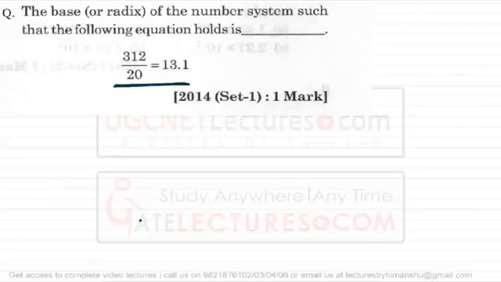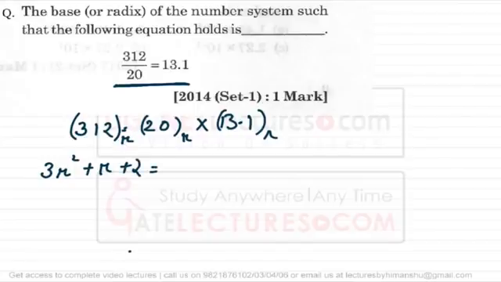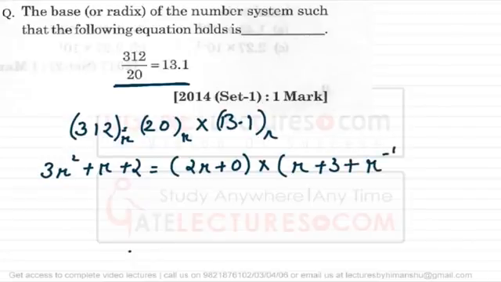To solve this, I am cross multiplying. In the same base, let the base be r. So I have multiplied these numbers. Now I am converting all these numbers into the decimal number system, base 10. So what can I write this number as? I can write it as 3r square plus r plus 2 is equal to 2r plus 0 into r plus 3 plus r to the power minus 1.